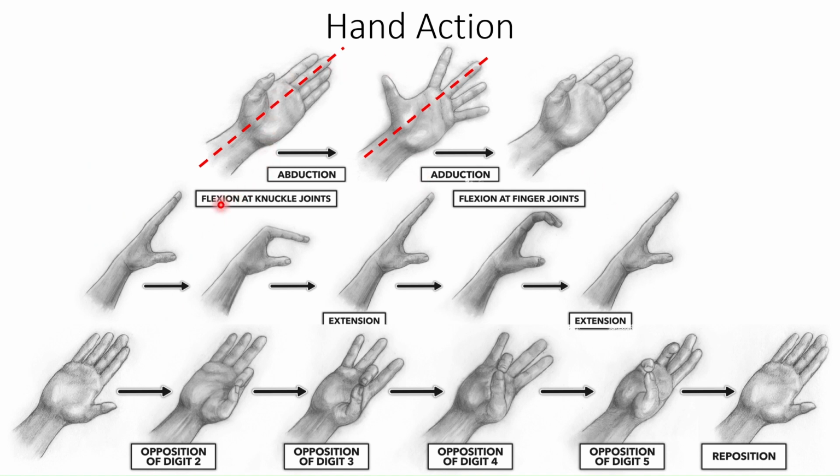The hand acts to adduct from the midline, which is an imaginary line that moves down the center of the third digit. The hand can also flex and extend the digits at the metacarpophalangeal and the interphalangeal joints, and can oppose the pollex with the other 4 digits.